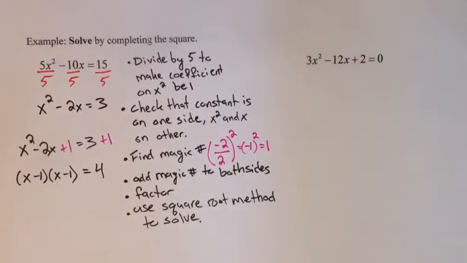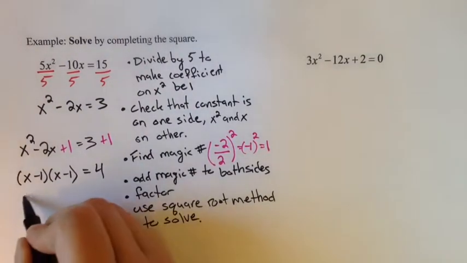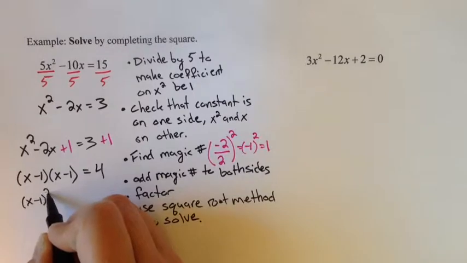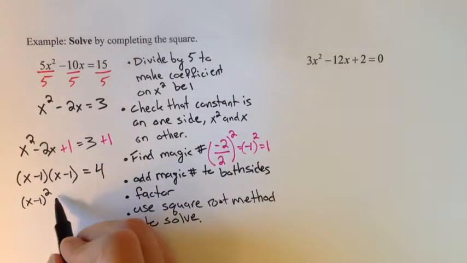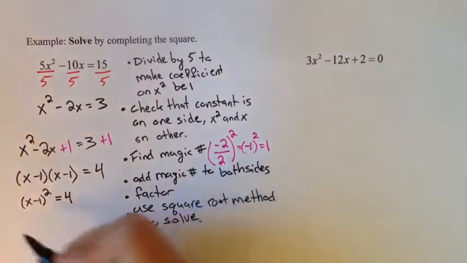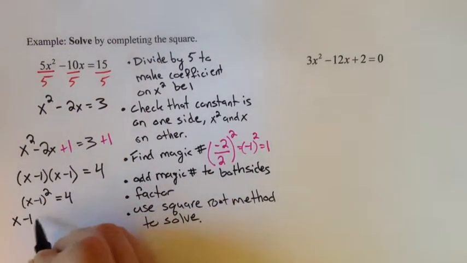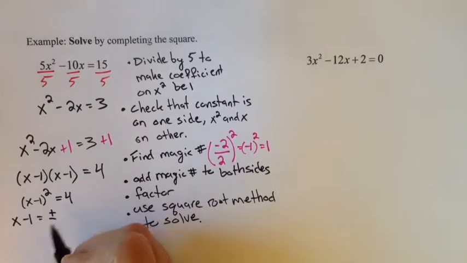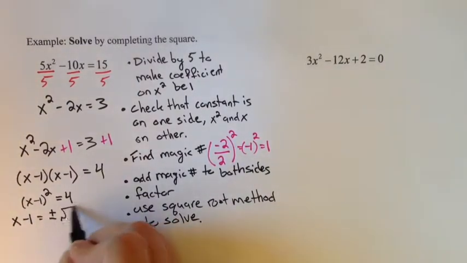My last step now is to use the square root method to solve. I have x minus 1 being multiplied by itself. So x minus 1 squared equals 4. Now I can take the square root of both sides, which gives me x minus 1 equals plus or minus the square root of 4.